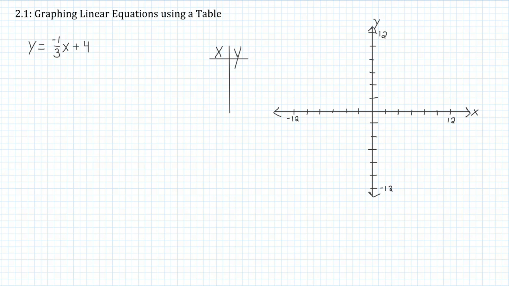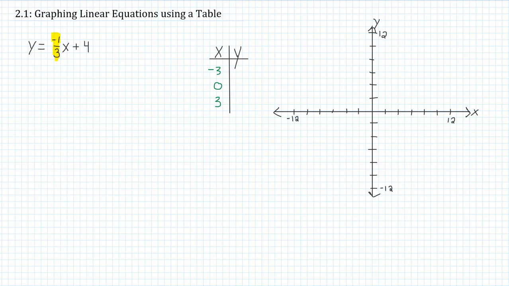Some values are easier to work with than others. For me personally, I like working with whole numbers, and I see that I have negative 1/3 times x. So if I like whole numbers when I'm graphing, I'm going to have to choose numbers that are easily divisible by 3. So I choose negative 3, 0, and 3.